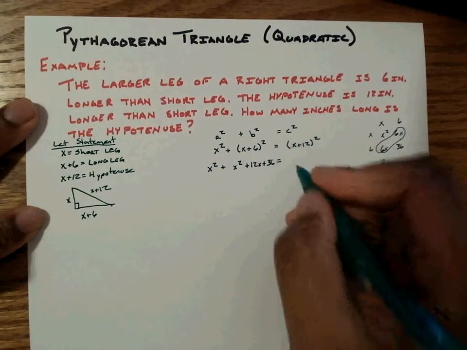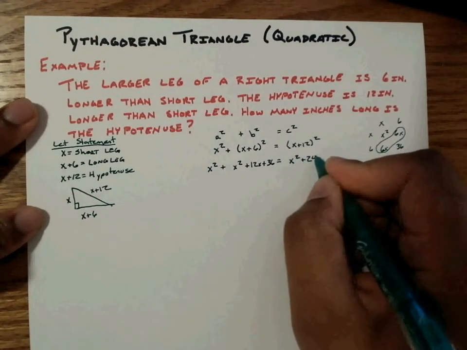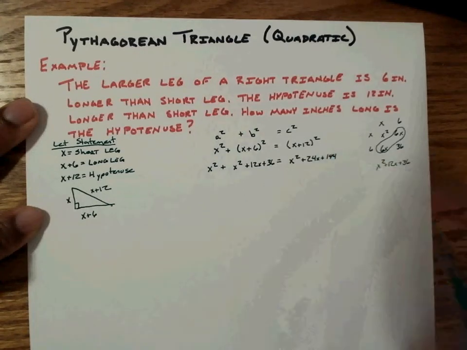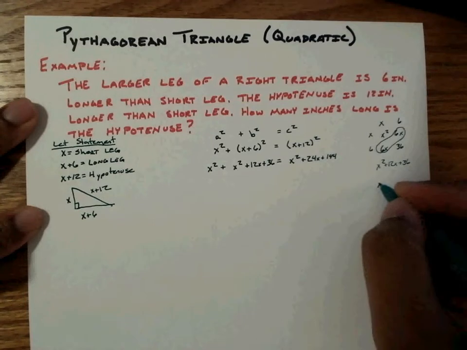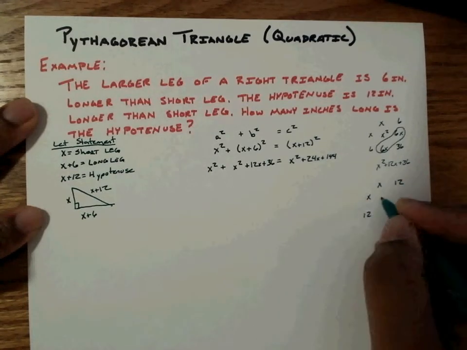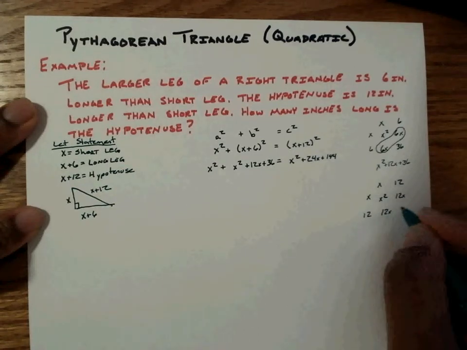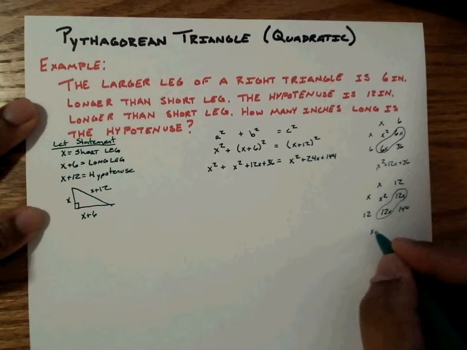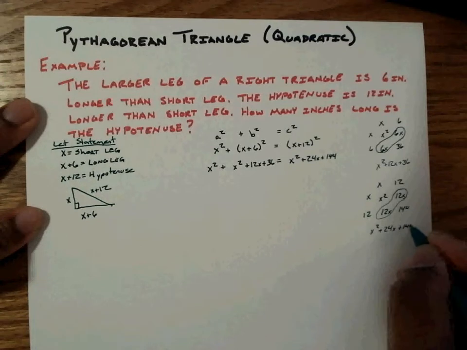And then we'll do the same thing here. And you should get X squared plus 24X plus 144. Again, all we did was box. So we have X and 12, X and 12. So we get X squared, 12X, 12X, and 144. Those are like terms. You get X squared plus 24X plus 144.